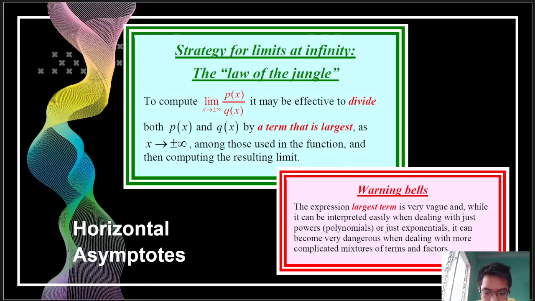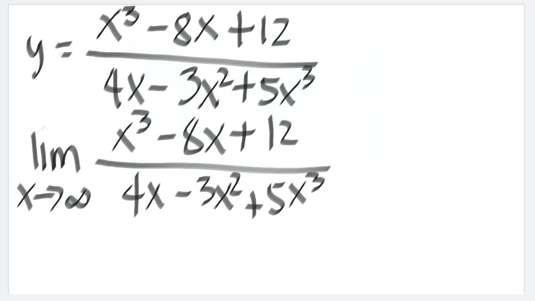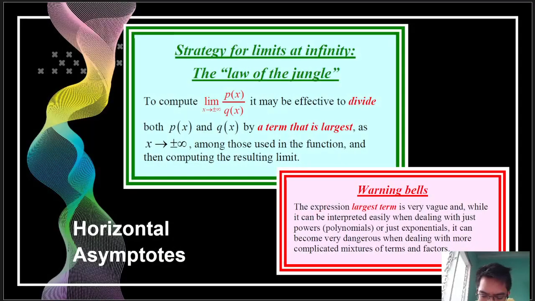So, to compute the limit of p of x all over q of x as x approaches infinity, it is effective to divide p of x and q of x by the term that is largest. For this particular example, the term that is largest is x cubed. Please take note and let this serve as a warning bell. This strategy is only true if it does not involve transcendental functions or functions other than algebraic functions. So, if you use this law, you can only use it on algebraic functions. This is the warning bell here.